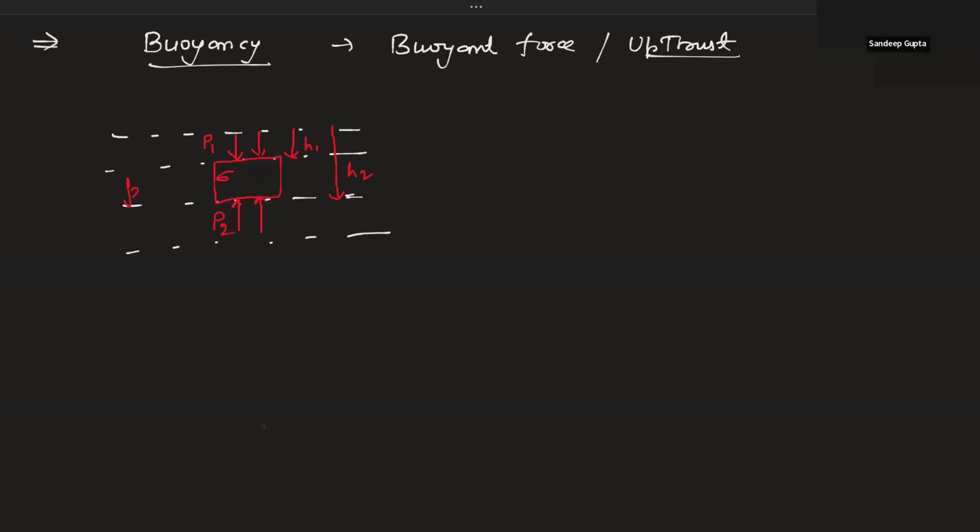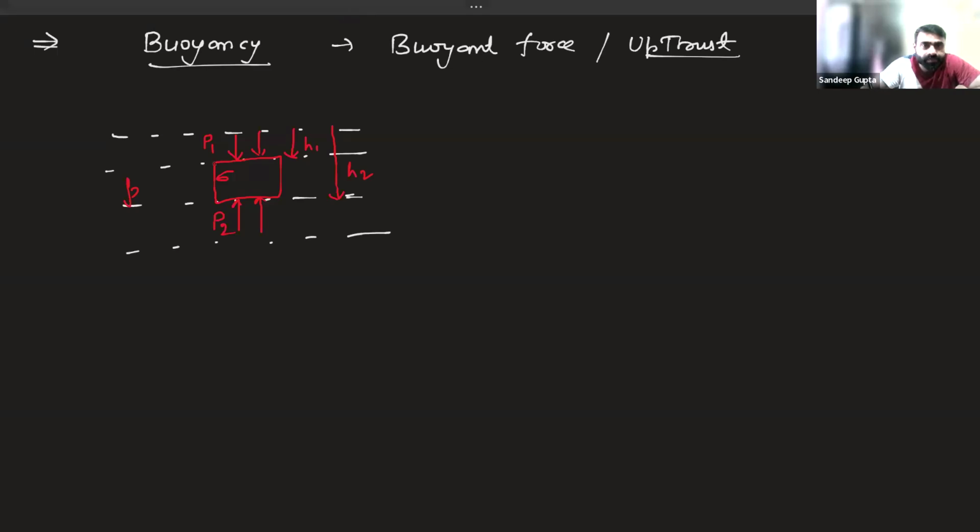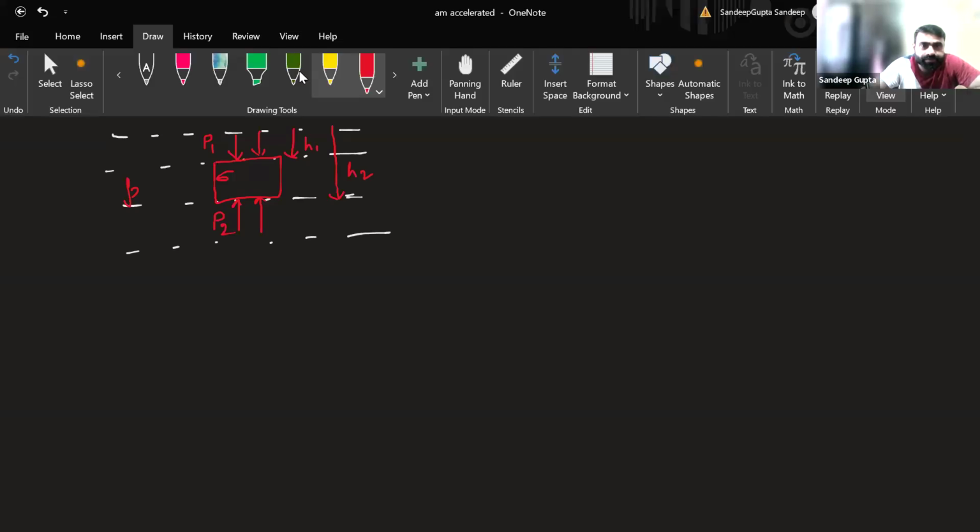कौन सा प्रेशर ज्यादा होगा? P1 या P2? P2. P2 ज्यादा, क्योंकि pressure depends upon depth. With depth increases, pressure also increases, right? Okay.